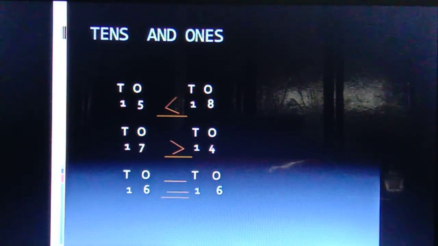Now we move on to the next question, the last one. Here on both the sides of the blank you can see there are two numbers, and the numbers are the same, that is 16. So we have given here the equal to sign.